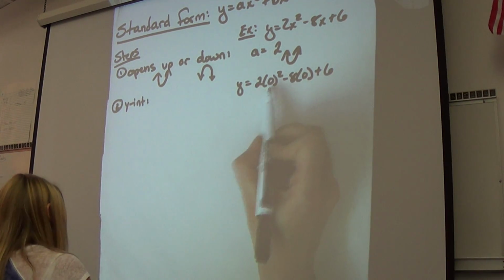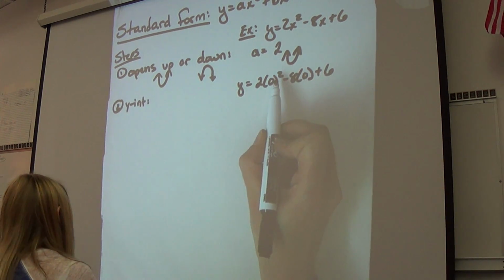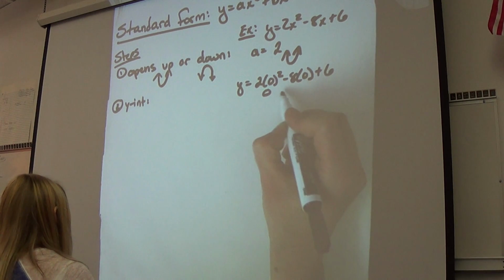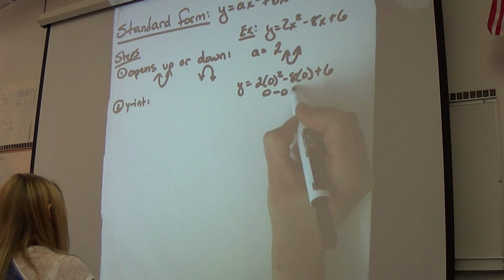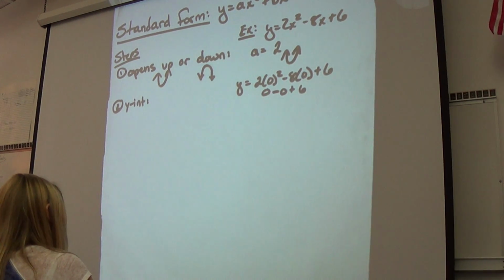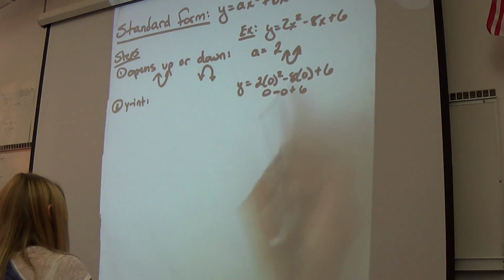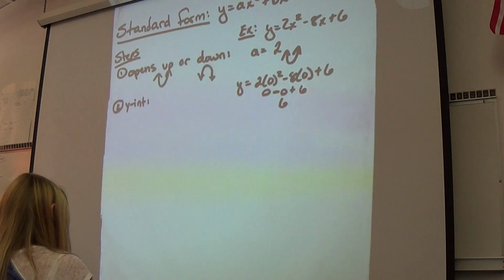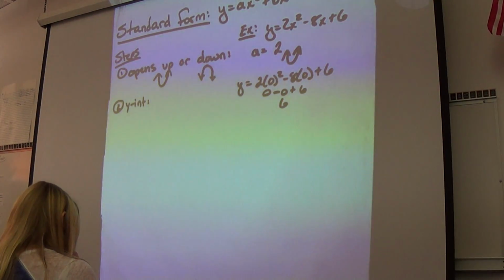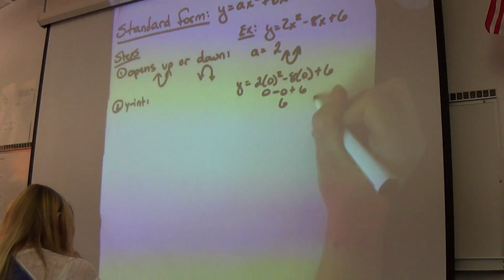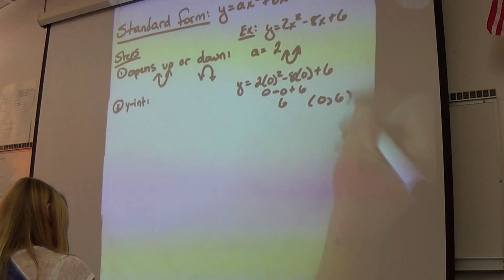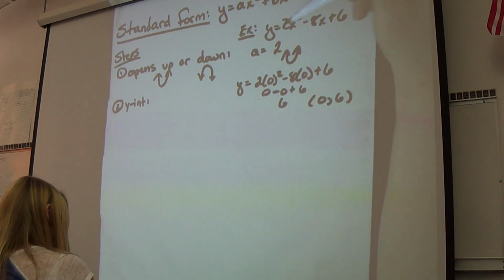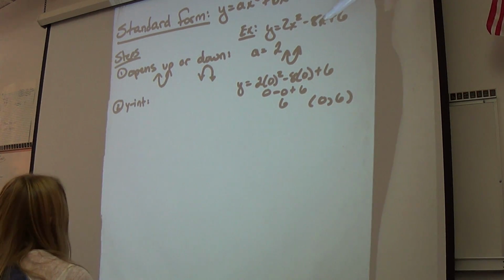What is 0 squared? Times 2? 8 times 0 plus the 6. But that kind of just cancels everything out in the front, and I'm left with just a 6 there. That gives me the ordered pair 0, 6. What I want you to notice is that that meant that I canceled 2 pieces out.